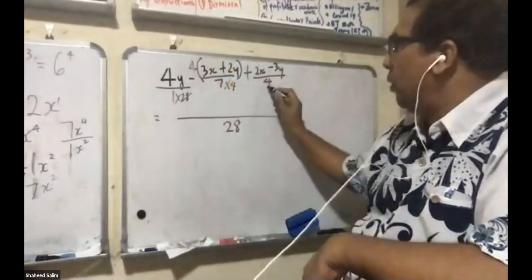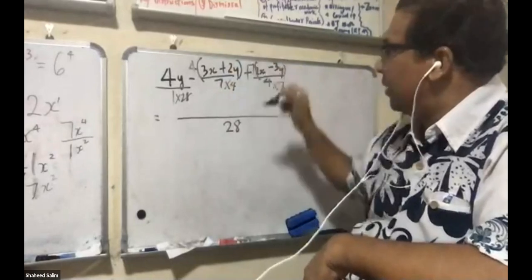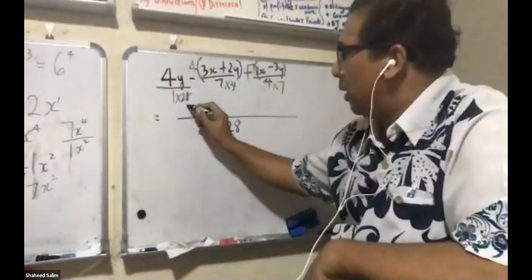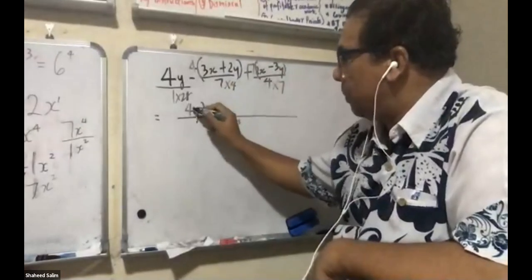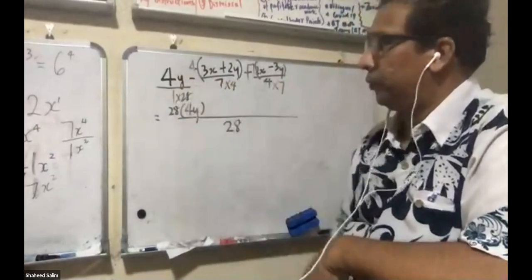Watch. Down here now, it's times by 7. Bracket it up. Put times by 7 like that. So now watch what I do. Down here now, I put 4y. I bracket. I put 28. Why? Because 28 times 4y.